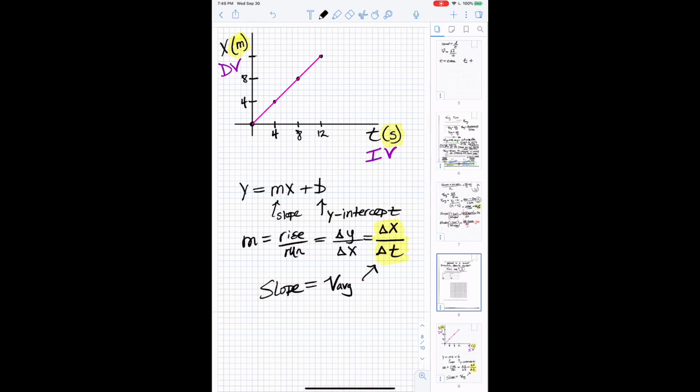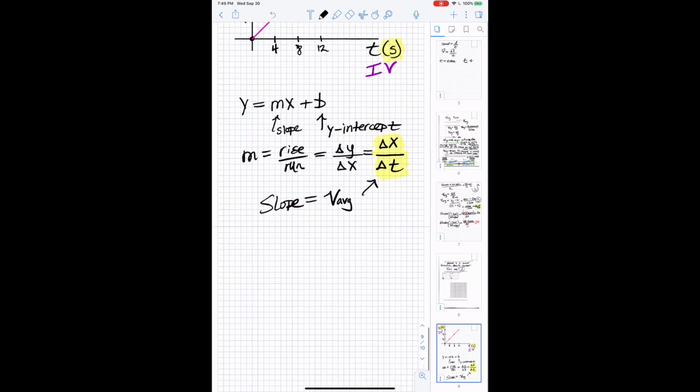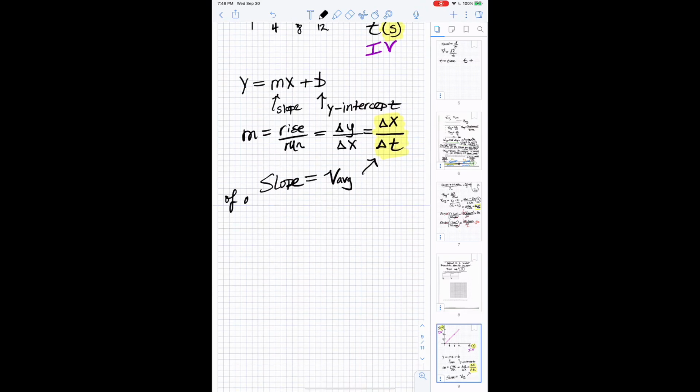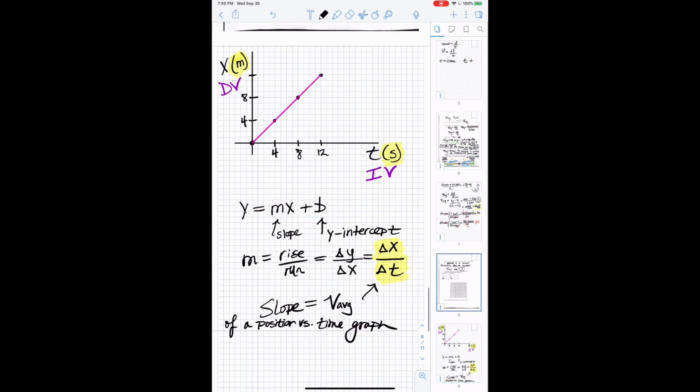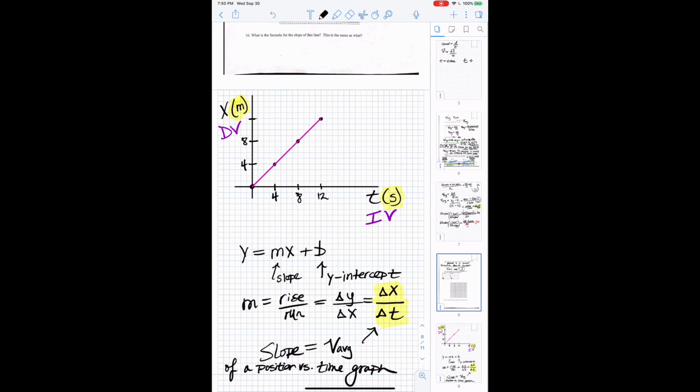Now, it's not the slope of every graph. You can't just go around in math class and say, oh yeah, the slope, you mean the average velocity? No, you can't just interchange the two words. It's the slope of a position versus time graph. Let me erase that and write that up there. Okay, the slope of a position versus time graph. So anytime we graph position versus time, the slope is velocity.